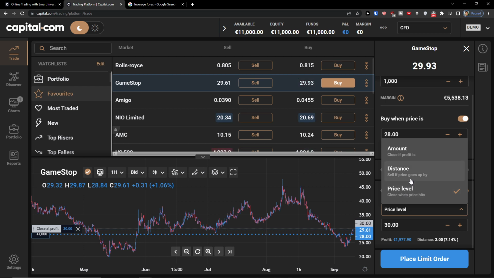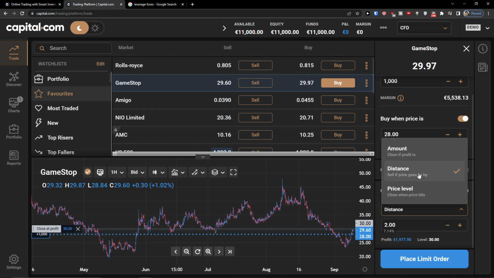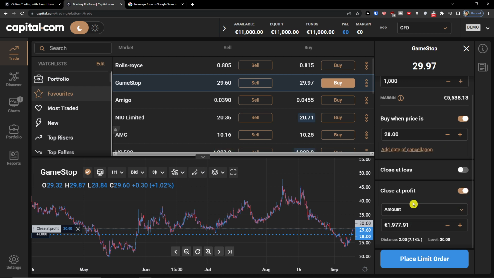And now you have options of distance. Sell if price goes up, buy. And you can easily choose what amount: $2, $3, $4. So you would add it right here. Or amount, so how much profit you're going to have when you want to close it, or the price level. And this is how we can play around with and really use the capital on Capital.com.